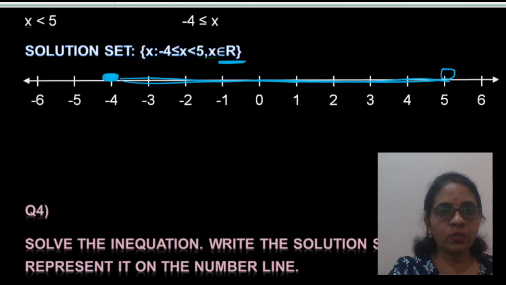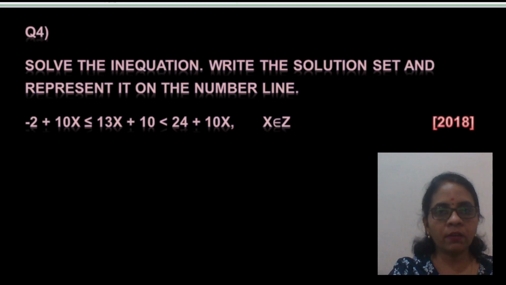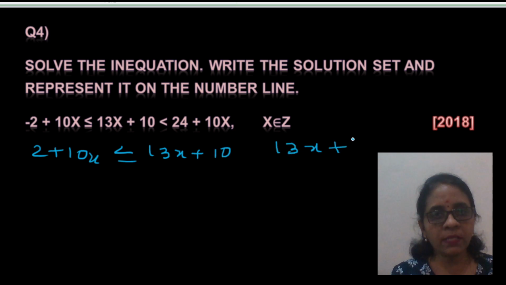So I said last question, but we have one more question to do. Let's quickly do it. Solve the inequation and write the solution set and represent it on the number line. It's a very basic question. It is 2018, but a very simple sum given though. So minus 2 plus 10x less than or equal to 13x plus 10, 13x plus 10 less than 24 plus 10x.